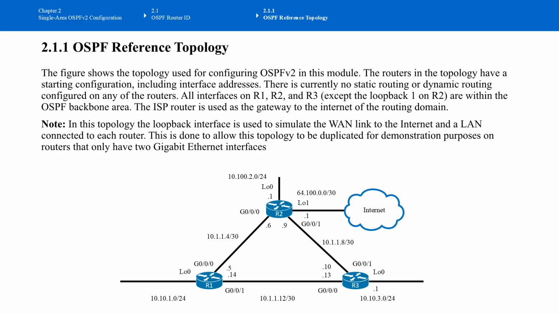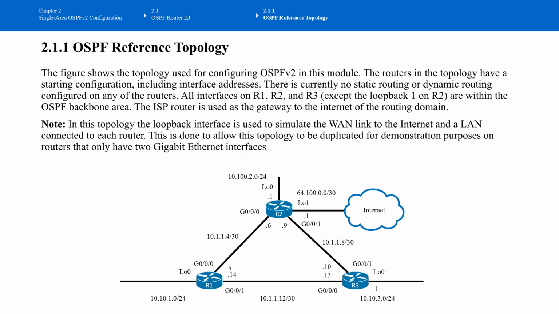R1 has a loopback interface 10.10.1.0/24, which represents a local LAN. It is connected to R2 using the 10.1.1.4 network with a subnet mask of 30, and to R3 using the 10.1.1.12/30 network. R2 is the center router.